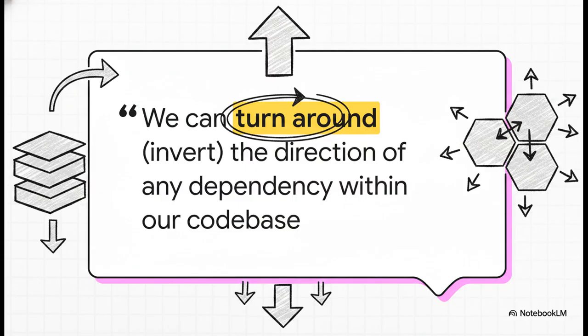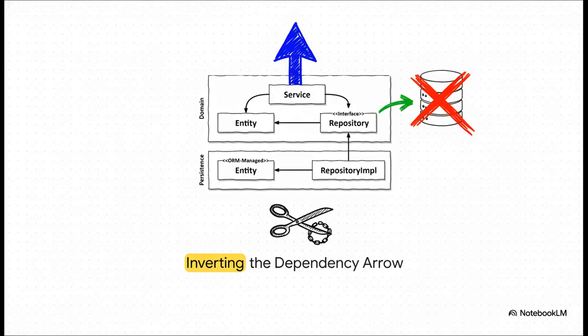Listen to this quote for a second. We can turn around the direction of any dependency within our codebase. I mean, that is incredibly empowering. We don't have to be victims to the downward flow of standard layers. We can take control. So what does this actually look like in practice? Well, by introducing a really simple interface, like a repository interface, right inside the domain layer, we physically flip the dependency arrow. Now the persistence layer depends on the domain, implementing that interface. Just like that, we have successfully liberated our core business logic from the database.